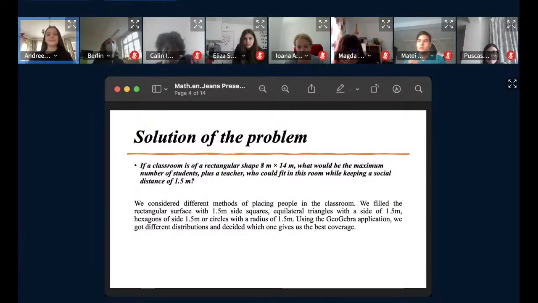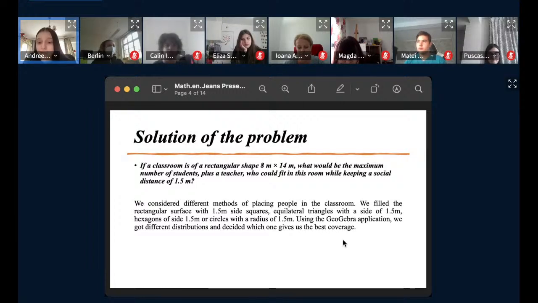Okay, so in the first part of our problem, we are given a classroom of a rectangular shape 8 meters by 14 meters, and we have to decide what would be the maximum number of students plus a teacher who could fit in this classroom while keeping a social distance of 1.5 meters. Well, in order to solve the problem, we considered different methods of placing the people in the classroom.